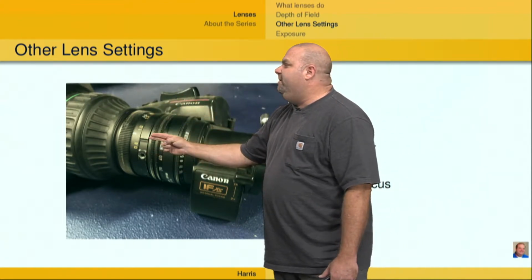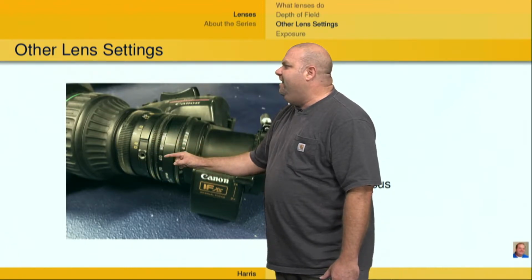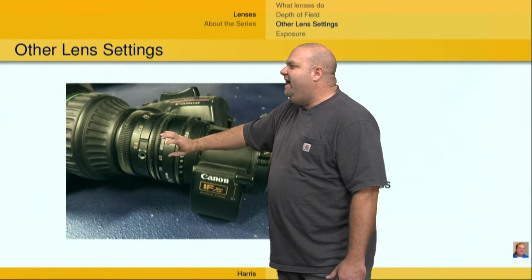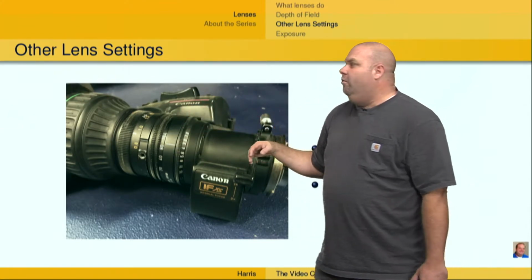Next ring in is going to be this zoom ring. This is marked in focal length in millimeters. So I've got 80 millimeters, 40 millimeters, and so forth. That's the markings on the lens. So as I rotate that, it's going to change the focal length. It's going to zoom in more telephoto, or it's going to zoom out more of a wide angle.